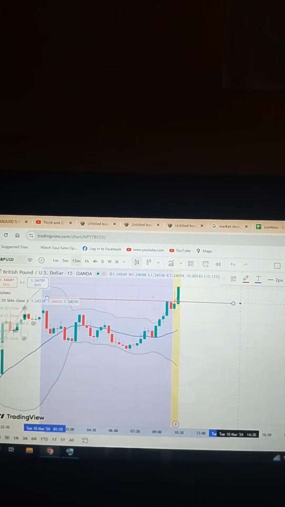So you can see the market has touched the upper Bollinger Band. Guys, if you understand how Bollinger Band works, it will remove 90% of your losing trades. 90% of your losing trades will go away if you understand the Bollinger Band. The Bollinger Band follows the volatility of the market.